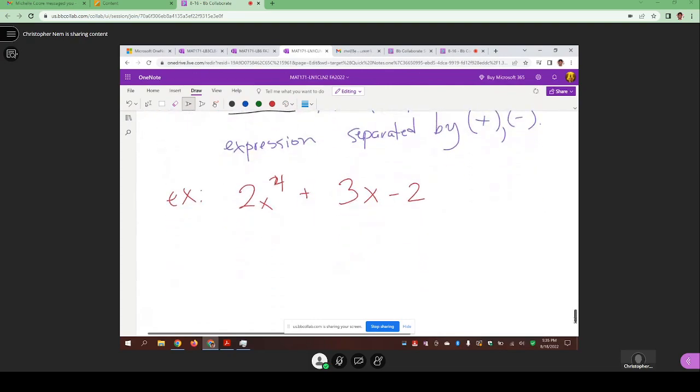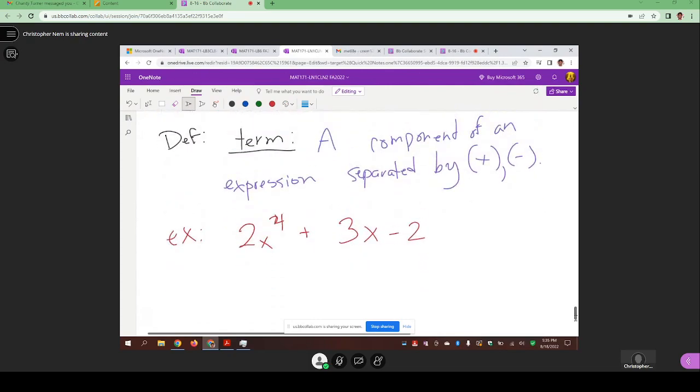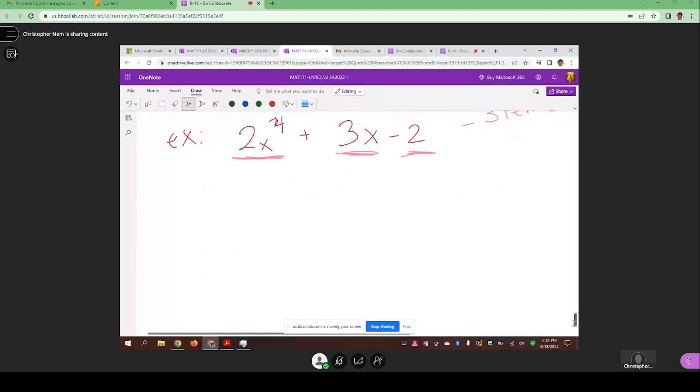Which ones are terms? Well, they're separated by plus or minus signs. So this guy right here is separated by this plus sign. And this guy is separated by the plus sign and minus sign. And this guy. So we have, in total, 3 terms. Now, with those 3 terms, we can do some mathematics with it, but I also need to formalize some other names at least.